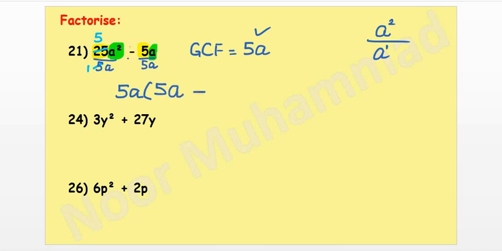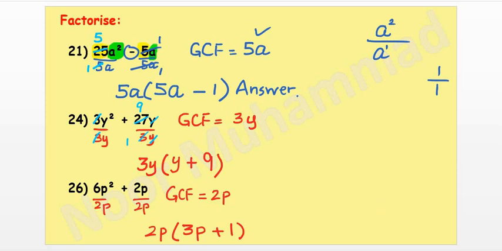Now the same sign that is here will go in the answer. Now 5a divided by 5a is 1, and 1 over 1 means 1. So this is the final answer. Right, now better pause the video here and solve the next 2 questions on your own. So here are all the answers for question number 24 and 26.